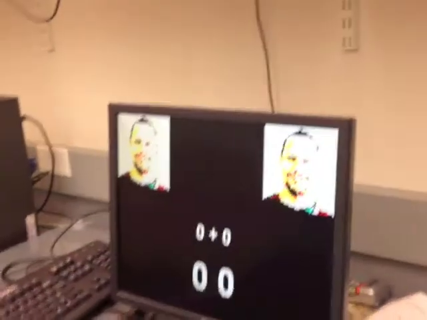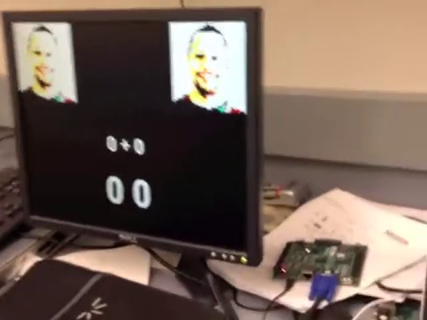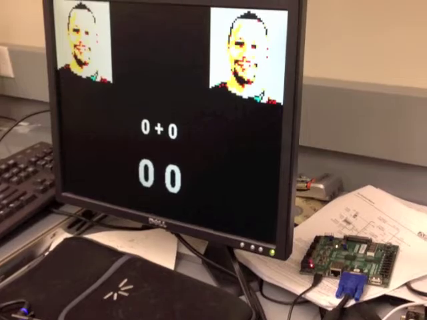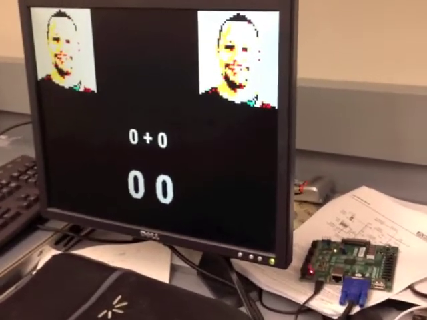Hi, I'm Mike. And this is the second half of our Verilog project. Unfortunately, it does not interface with our first half. So this is the calculator and the VGA output.